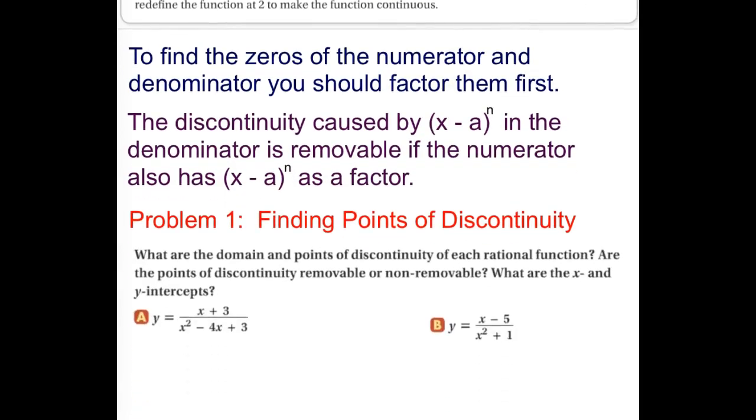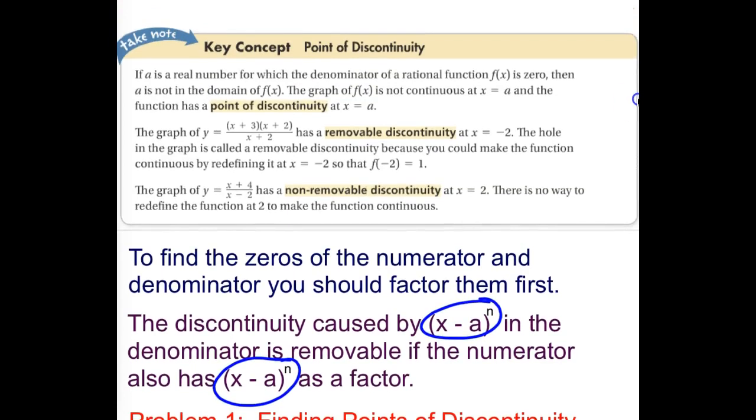If you have factors in the numerator and the denominator, so something like an x minus a to a power and that same thing in the denominator, they cancel each other out, right? So think about that equation that we had in picture 2. There's an x plus 2 factor in the numerator and the denominator. If we reduce those out, we're looking at the equation y equals x plus 3.